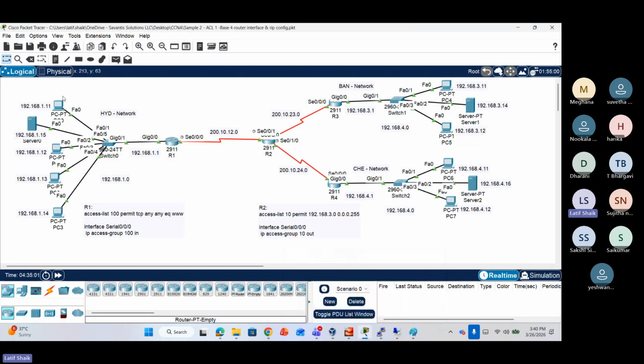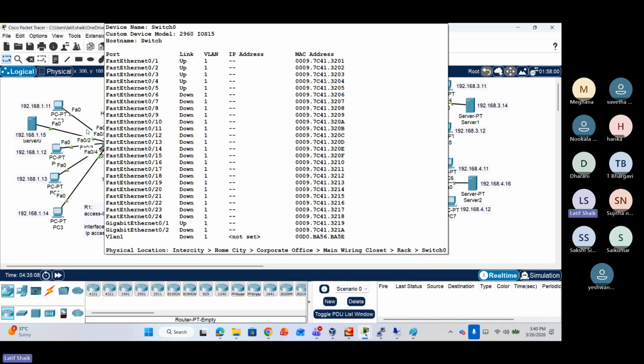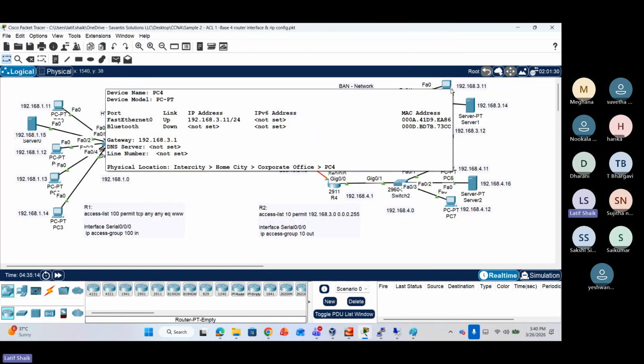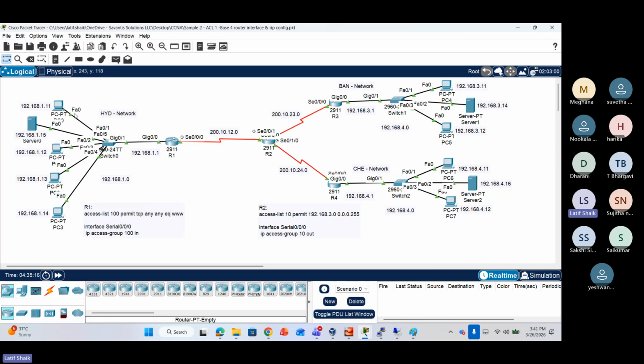For example, this is one system, this is another computer. Both are connected to the same switch, which means both are in the same segmented network. This system and that system are not connected to the same switch. They are connected through routers with different IP addresses, so logically and physically they are different networks. But this one is physically and logically the same network.